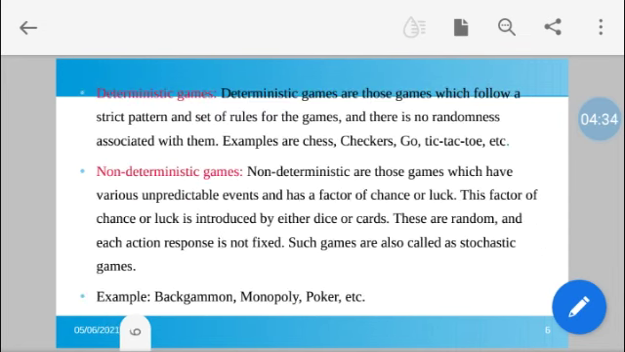Then next is deterministic games, where rules and regulations or strict patterns are followed. There is no randomness. For example chess, we know all the moves and how the players move. So that is an example of a deterministic game, that is chess. And second is non-deterministic games, where there is randomness, or there are so many factors which are not predictable, or we can say there is a factor of chance or luck. For example, poker.